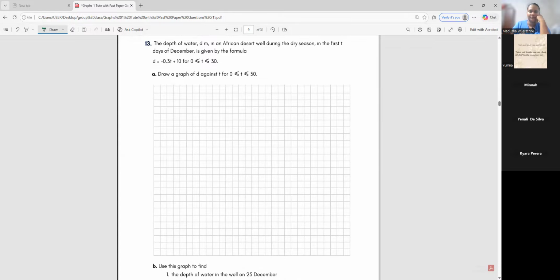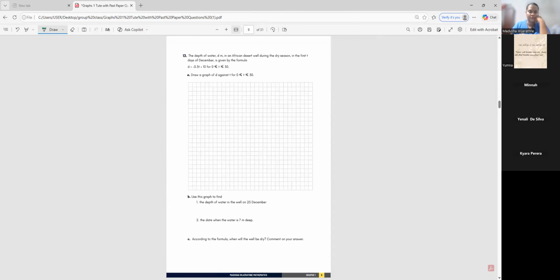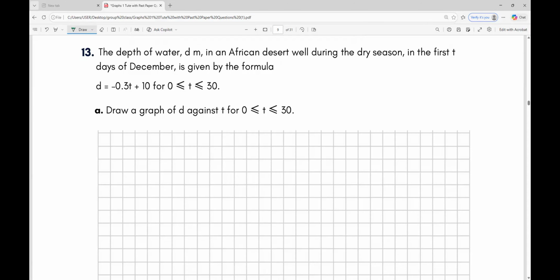Question number 30. This is an application question. The depth of water, d meters, in an African desert well during the dry season in the first t days of December is given by the formula. They are talking about a well in the African desert. The depth of the well is d, and t is the days of the month December.